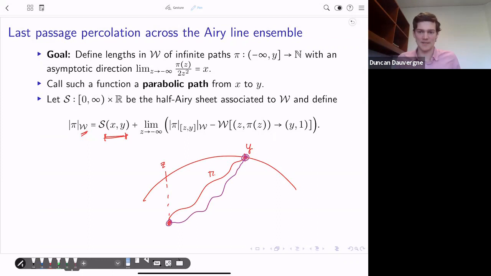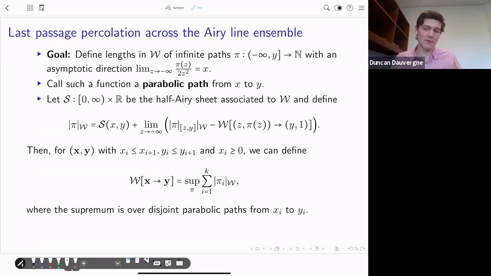Okay, so this is sort of a discrepancy. This thing is something which is less than or equal to 0, and as you take z to negative infinity, it's always decreasing. So this limit always exists, and this gives you a good notion of path length. And again, it's the kind of thing where if you do this construction for a deterministic path, you're always going to get a length of negative infinity. But if you do this construction with a well-chosen random path, you'll always find some paths which achieve this S of xy, and you'll find lots of other paths with finite length.